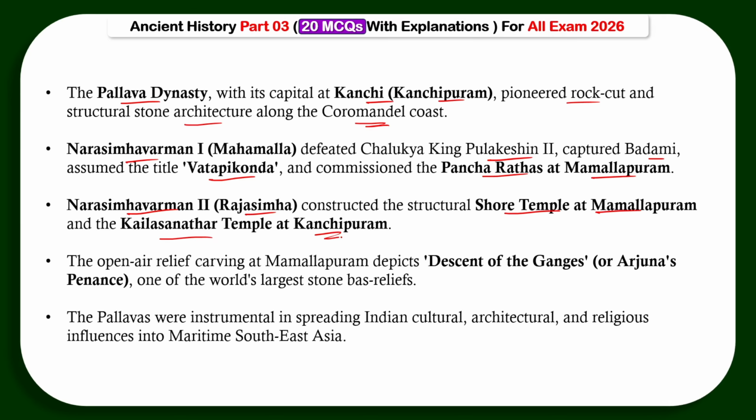Kailasanathar temple at Kanchipuram. The open-air relief carving at Mamallapuram depicts the Descent of the Ganga or Arjuna's Penance, one of the world's largest stone bas-reliefs. The Pallavas were instrumental in spreading Indian culture, architecture and religious influences into maritime Southeast Asia.